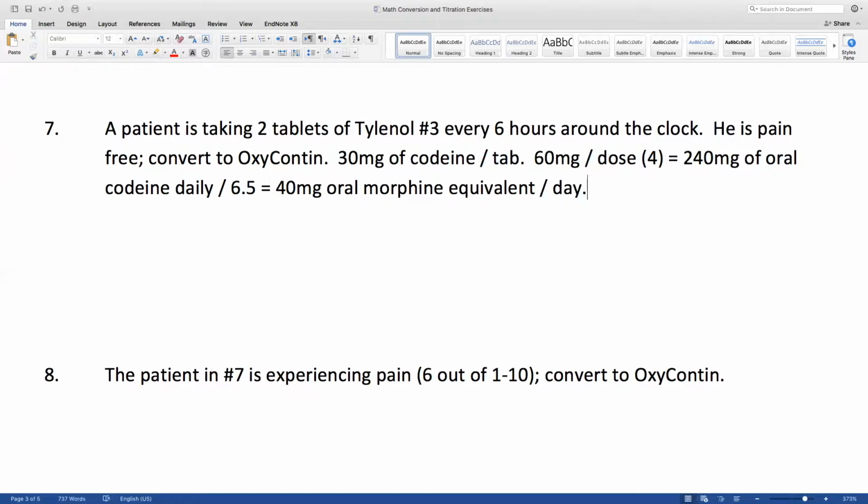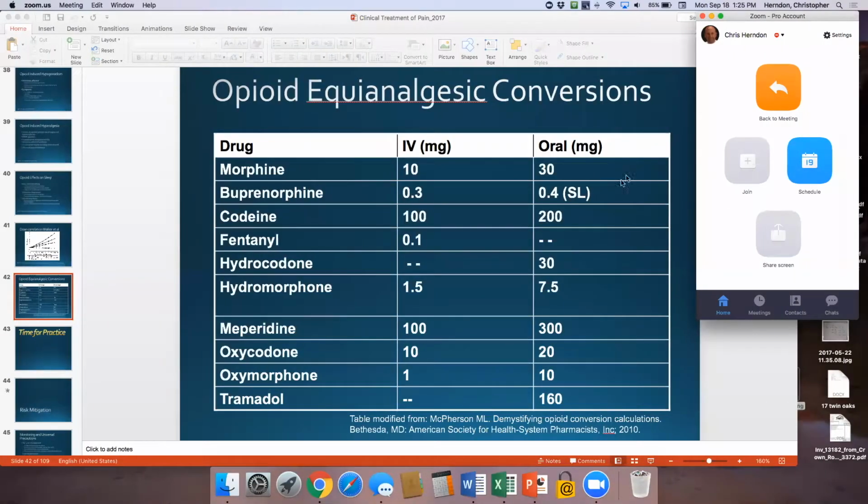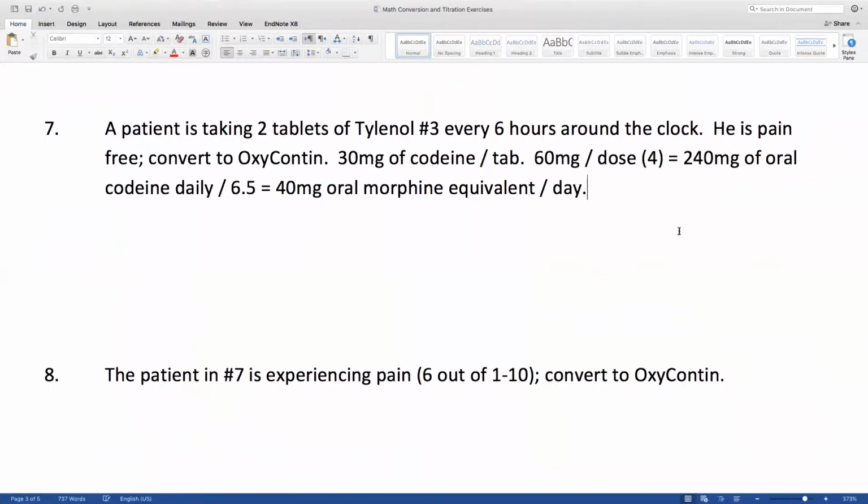All right, so now we know what our morphine is, then we can go to oxycodone. I mean, we could have gone straight to oxycodone here from codeine. It's all preference, whatever you want to do. You can either take it to morphine, then go to oxycodone, or go straight to oxycodone. So what would that be, 20 to 30? If it's 40 of oral morphine, it'd be roughly 30 milligrams of oral oxycodone per day.